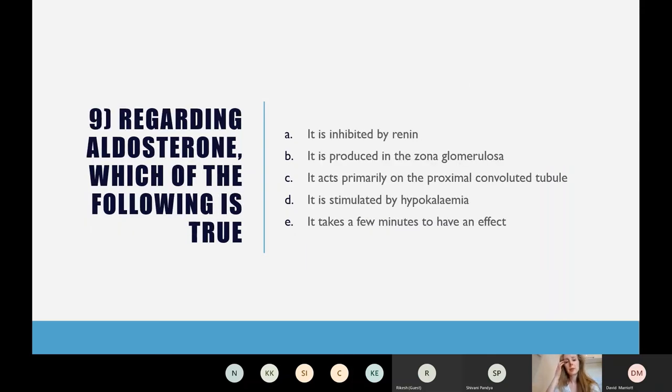So question nine, regarding aldosterone, which of the following is true? A, it is inhibited by renin. B, it is produced in the zona glomerulosa. C, it acts primarily on the PCT. D, it is stimulated by hypokalemia. Or E, it takes a few minutes to start to have an effect.